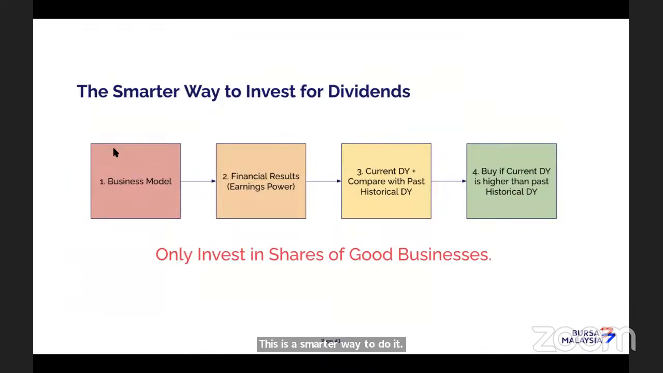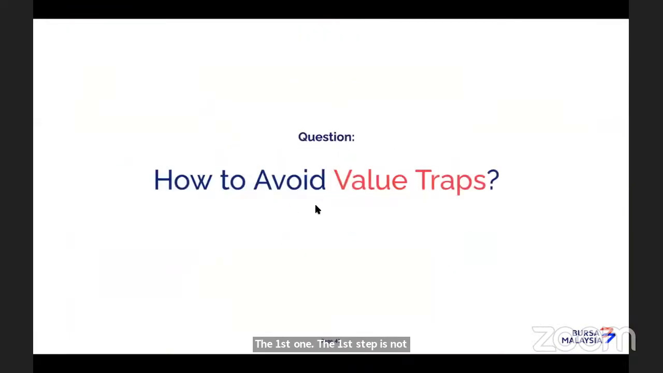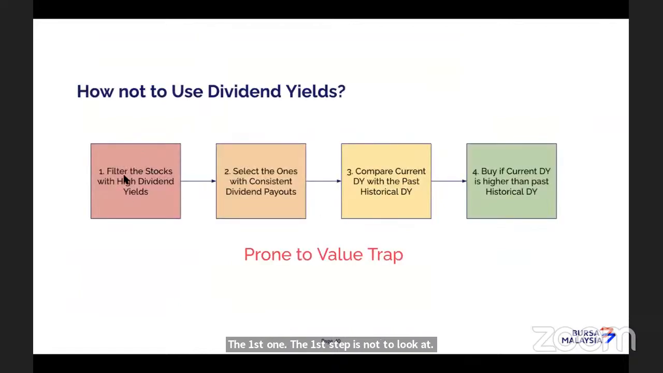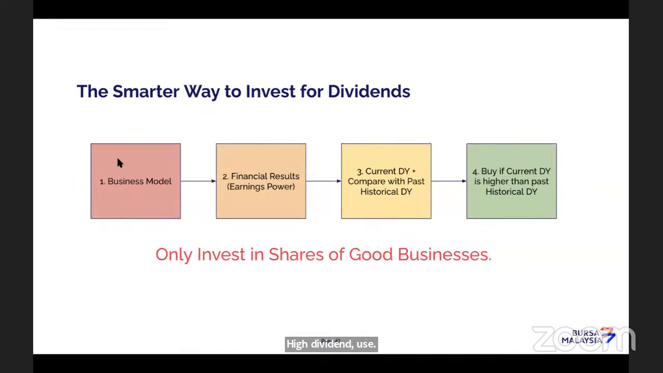The first step is not to look at high dividend yields. That's the wrong move already. The first step is to look at the business model. Then we talk about earnings power. Then only we do valuation, like dividend yield and PE ratio. After we have done the business model, the financial strength, and the valuation, then only we consider buying the stock if the company is really undervalued. Which means to say, by focusing on good businesses, you can actually avoid a lot of value traps in the stock market.